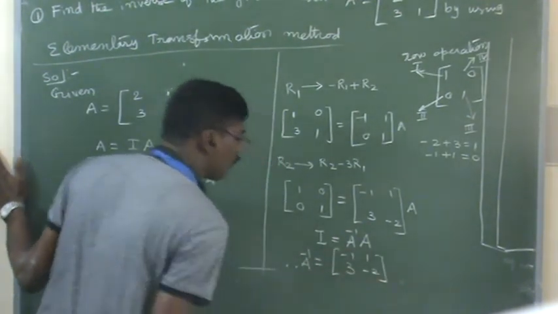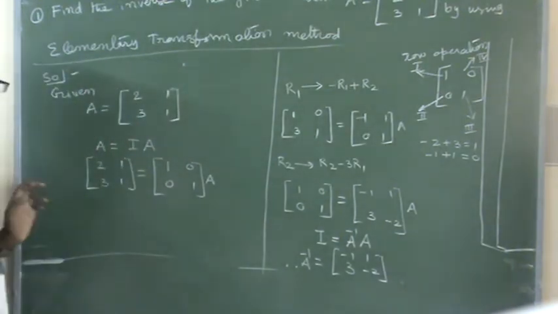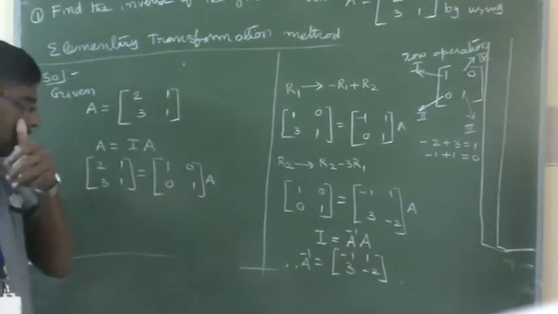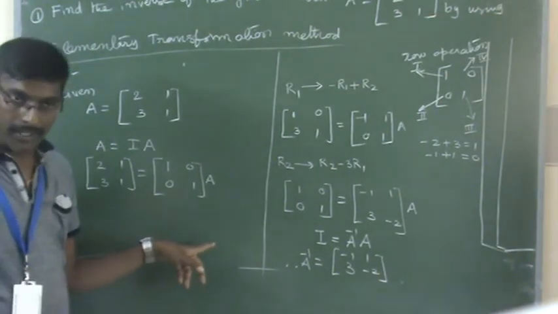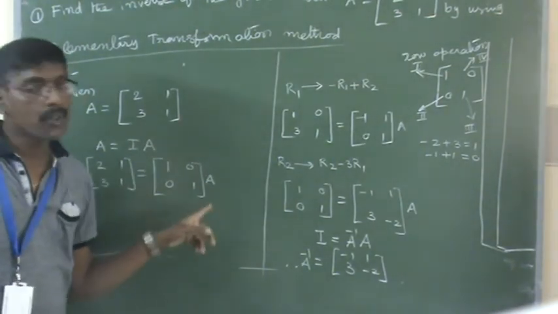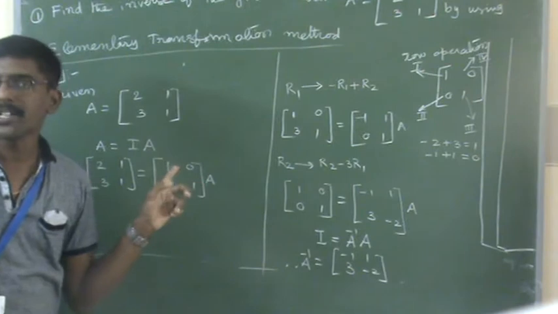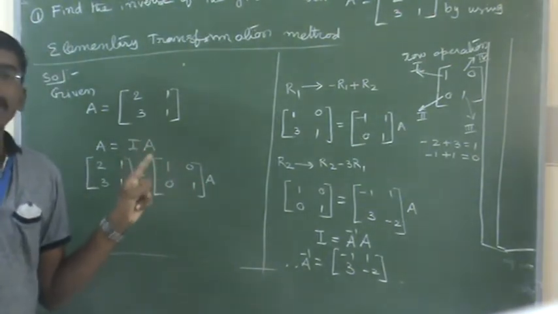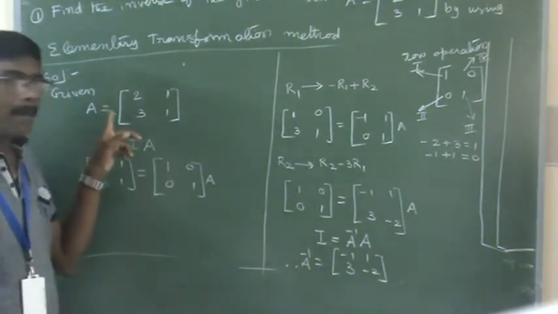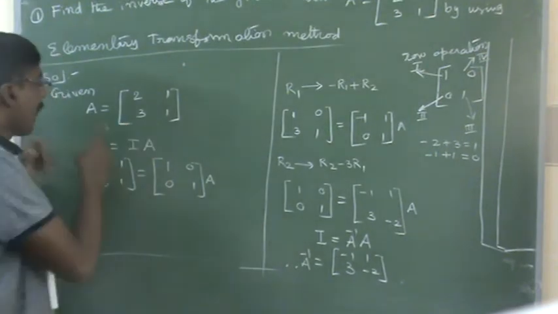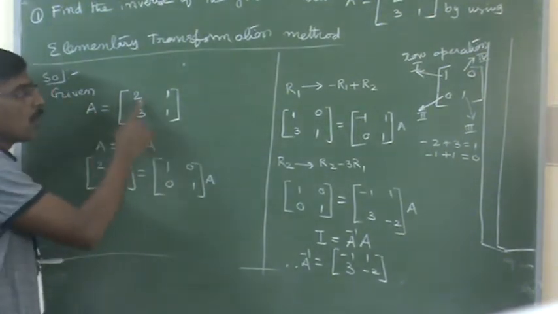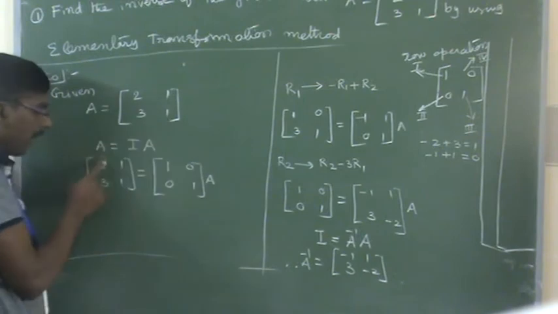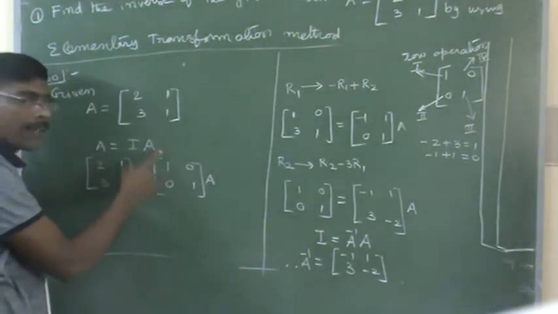This is our answer for A inverse of the given matrix. Very clear information. Again I am teaching for you. You need to check it very carefully. Here we are using elementary row operation. In the elementary row operation, matrix A can be written as 2, 1, 3, 1. A equals I into A.